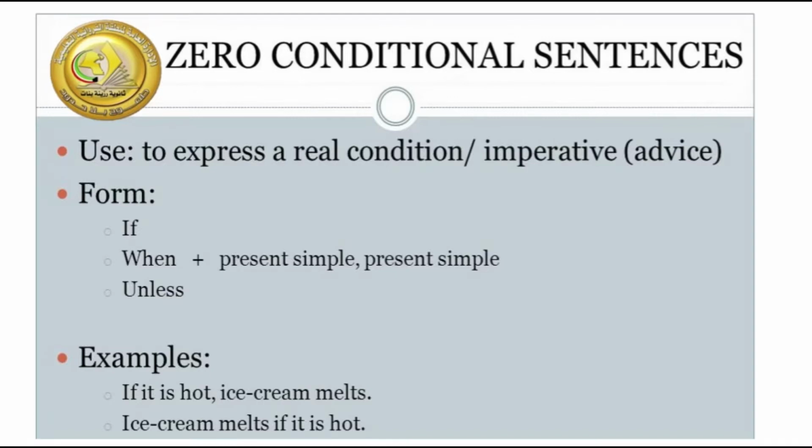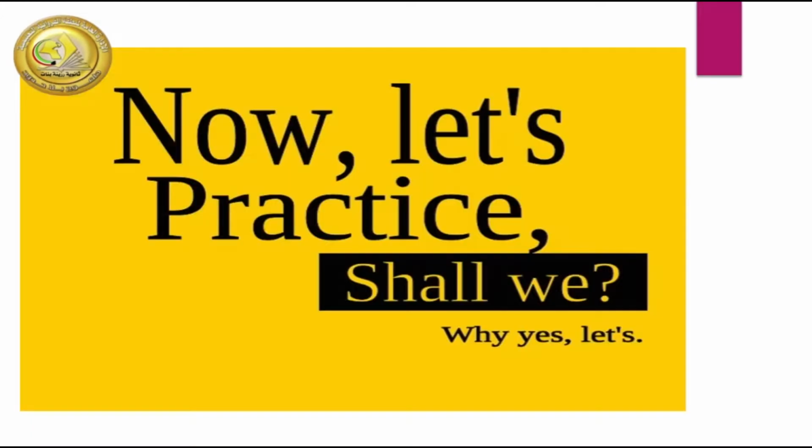The examples. The first example written in here is, if it is hot, ice cream melts. As we can see, this example starts with an if. If it is hot, ice cream melts. The verbs in both cases are in present simple. Ice cream melts if it is hot. So, if can come at the beginning of a sentence or in the middle of a sentence.